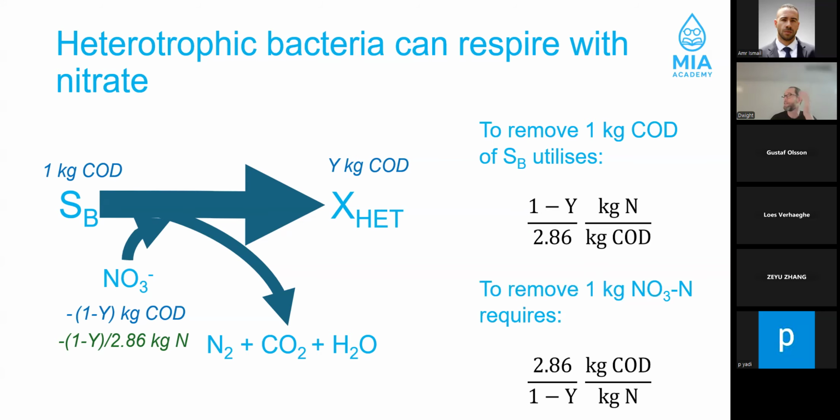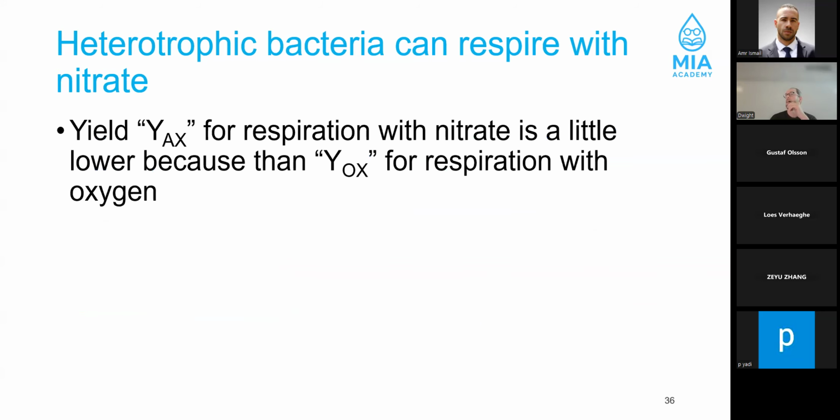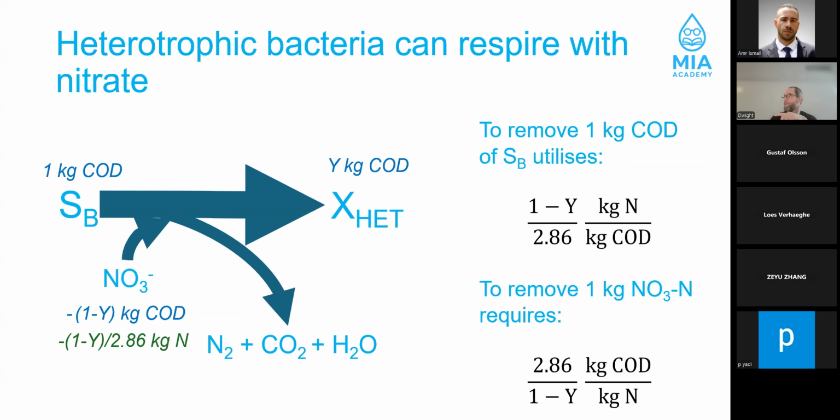But with that, we get another interesting relationship where we can actually resolve this if we know what the yield is. So we just need to know what this yield is over here, and then we can calculate the amount of carbon it requires as COD to remove a kilogram of nitrogen.